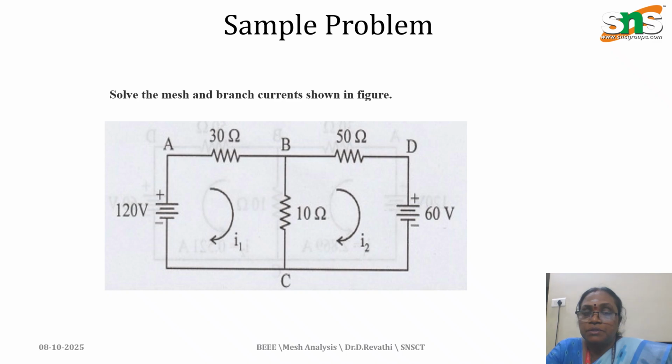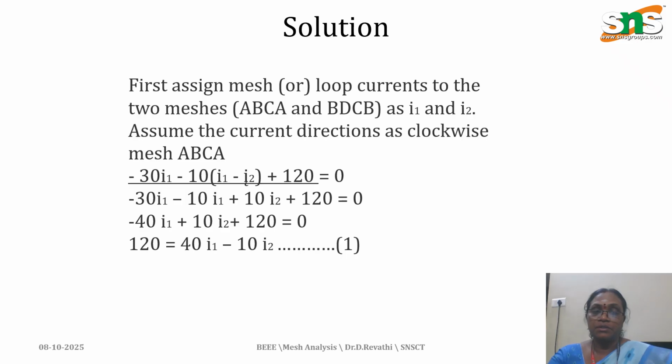Here I have considered a simple 2 loop problem: solve the mesh problem and find the branch currents I1 and I2. You have to write this first. In the last class on KCL, we discussed the loop and how to find the loop currents. If the current flows from A to B, we say it is negative, and if it flows from B to A, we mention it as positive.